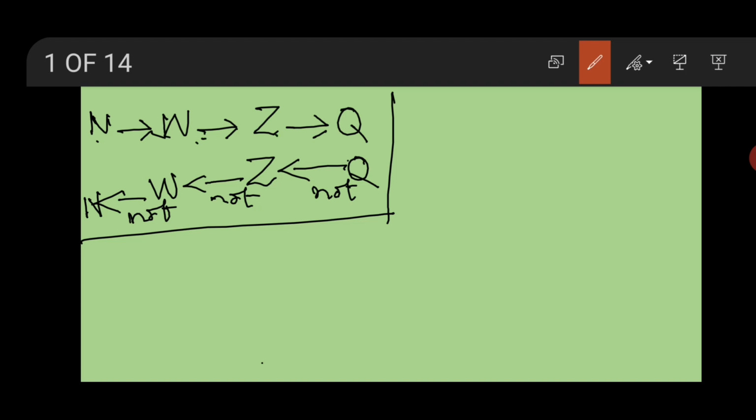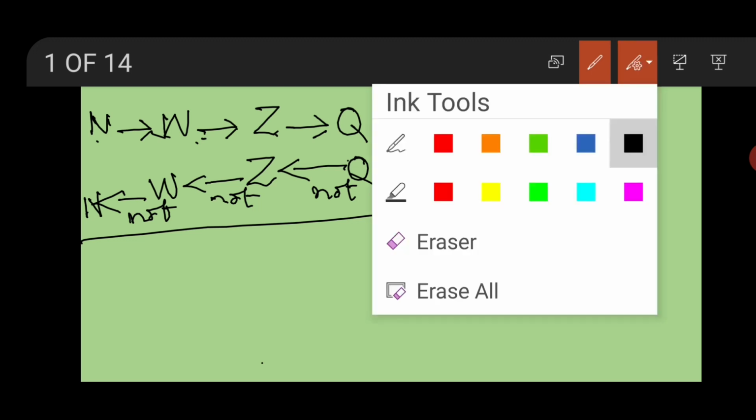All natural numbers are whole numbers, all whole numbers are integers, and all integers are rational numbers. But all rational numbers may not be integers, all integers may not be whole numbers, and all whole numbers may not be natural numbers. Remember this. Next, let us solve some problems.